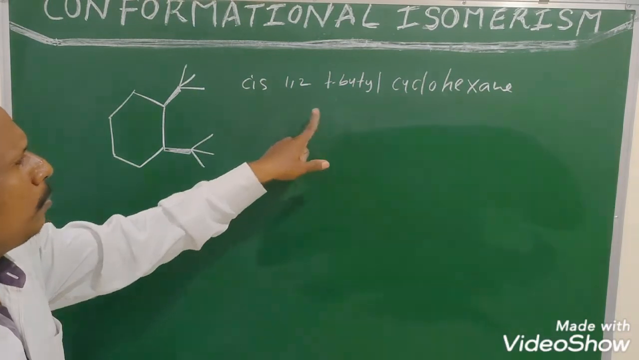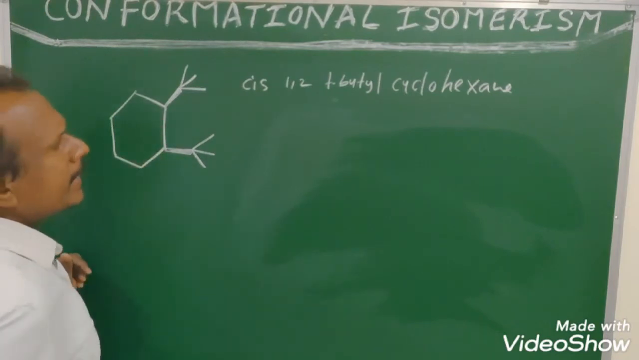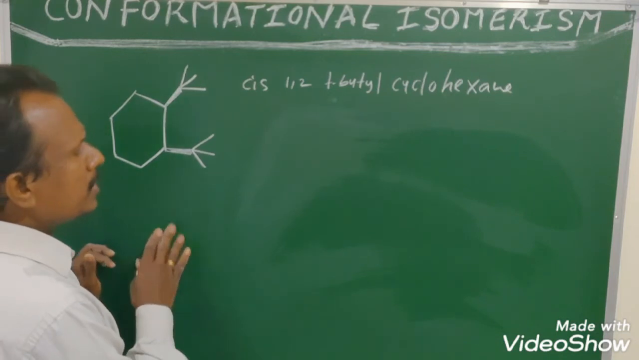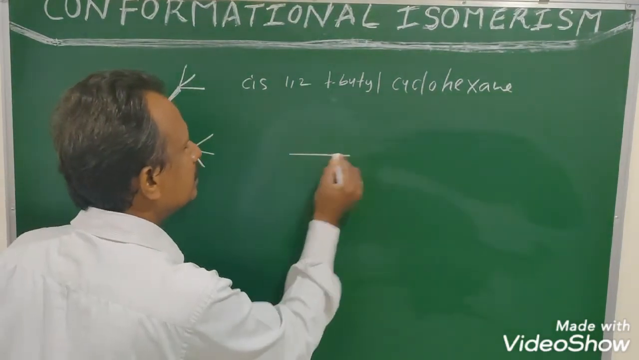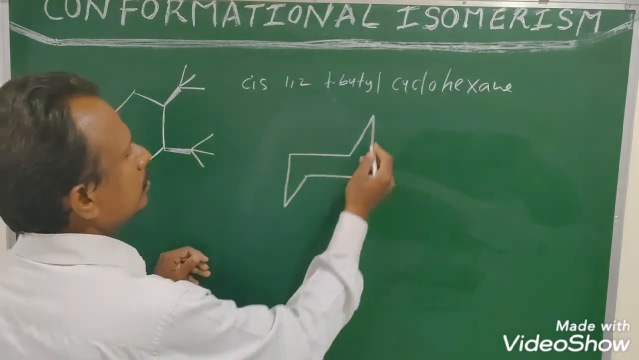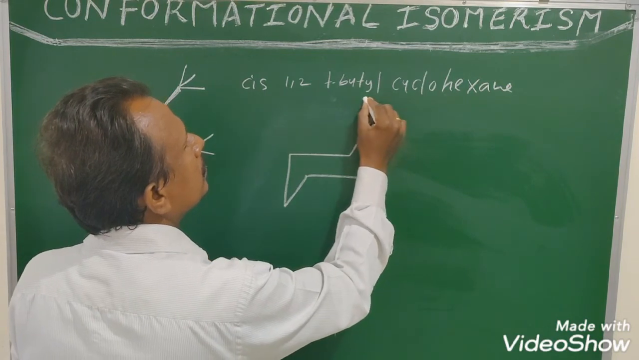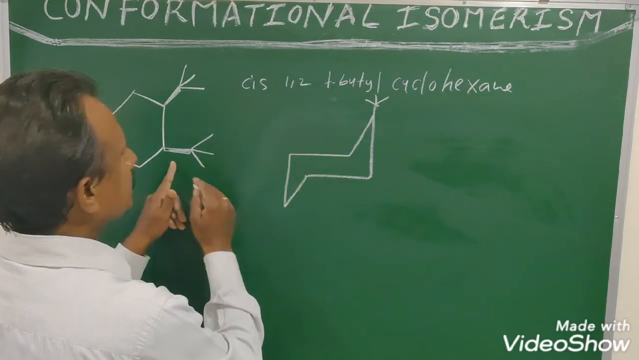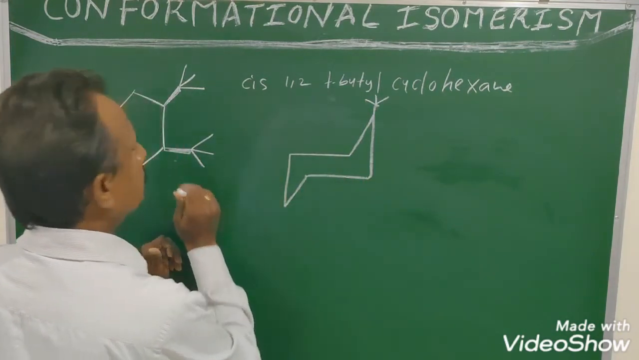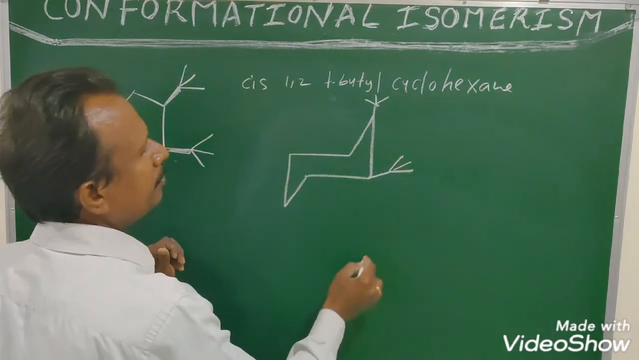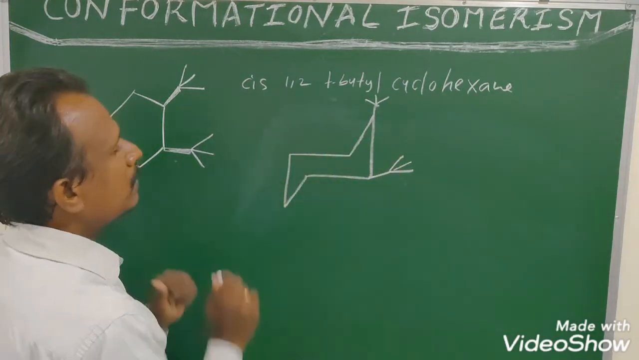Cis 1,2 tertiary butyl cyclohexane. We predicted this compound also exists in two chair conformations. This t-butyl group is in axial location. Another one is equatorial. So it is the one chair conformation.